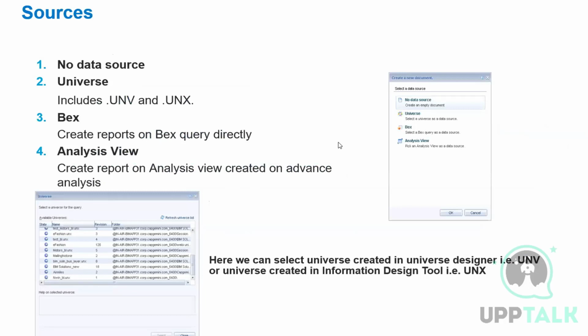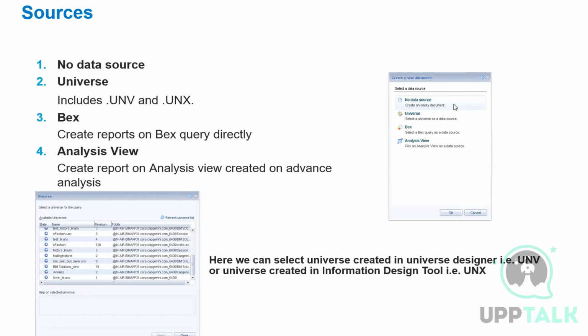These are the sources available, which we already covered: no data source, universe, Bex, analysis view. Now there are also new ones; this is the older screenshot actually. Now we have SAP HANA online. So we have more options now.